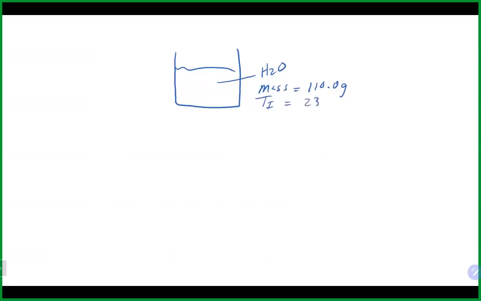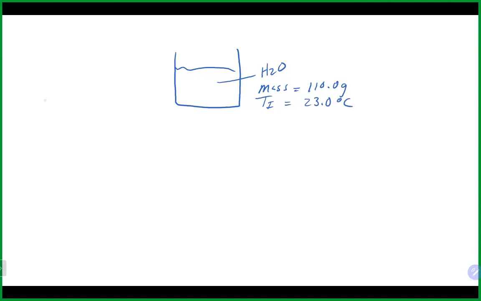You basically can take, as we talked about, some styrofoam cups or something like that, and you can have some water in there, for example. And you could get the mass of the water. Let's just say that we'd use like 110 grams of water. And we'll say that the initial temperature of our water was like 23.0 degrees Celsius.